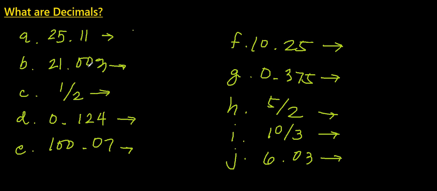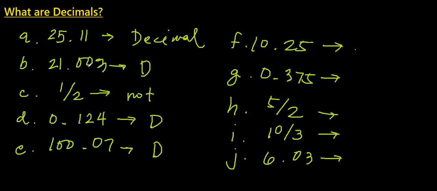So 25.11 is decimal, 21.003 is decimal, 1/2 is fraction, 0.124 is decimal, decimal, decimal, decimal, fraction, fraction, and decimal.